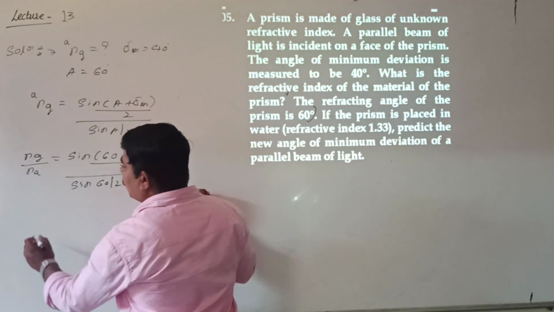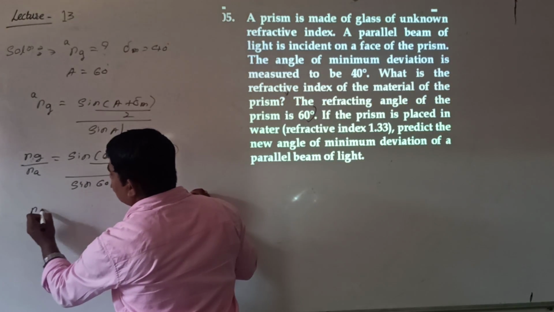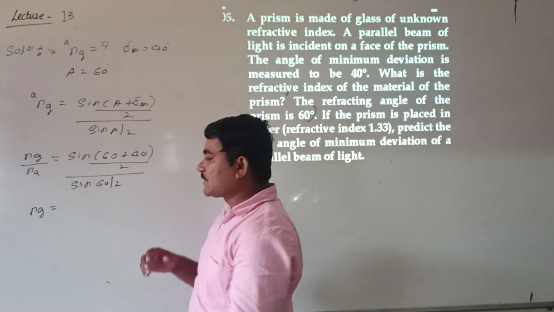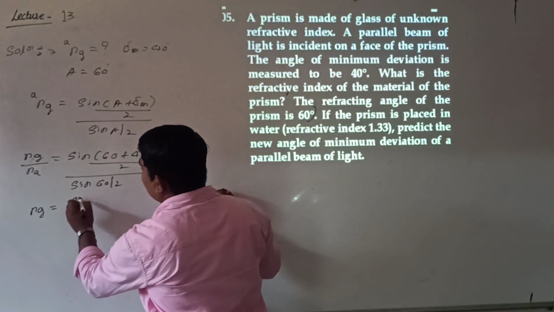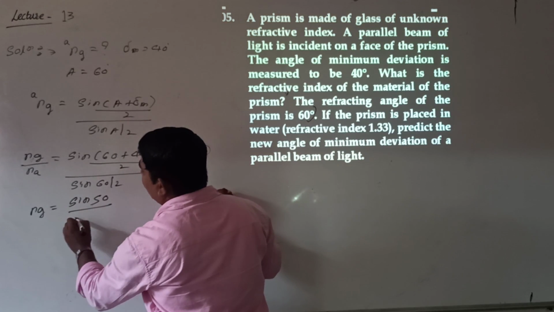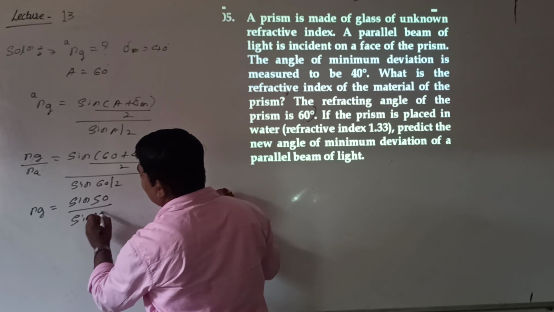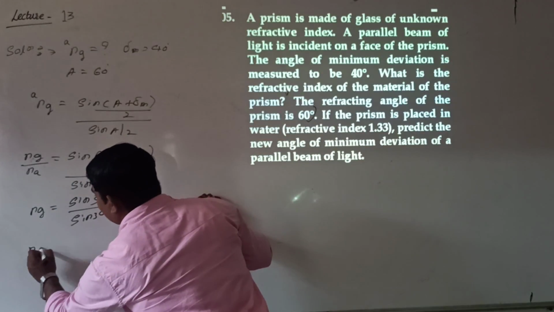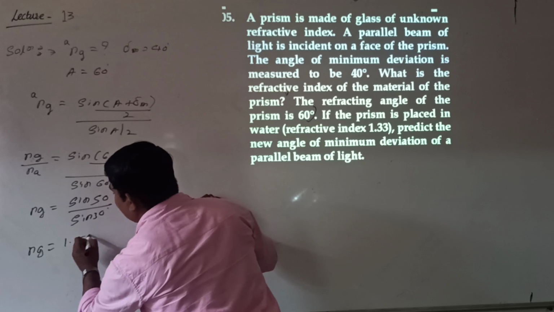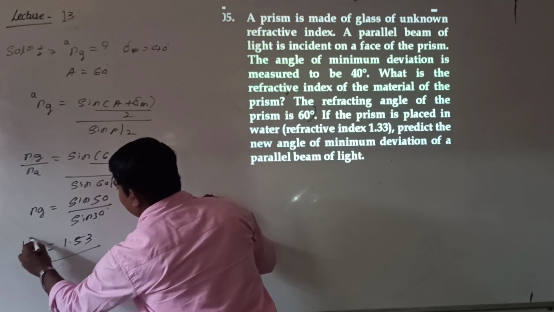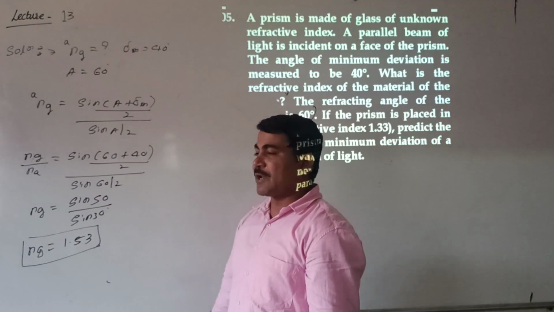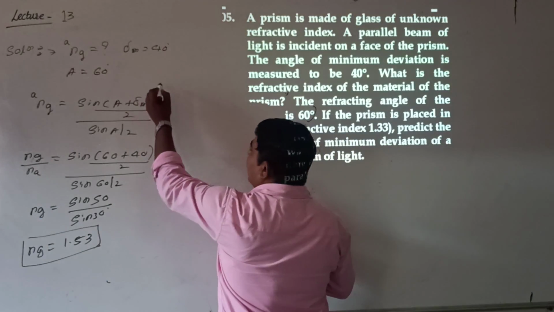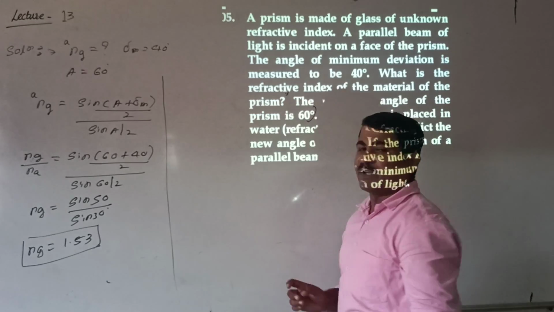The refractive index of glass I don't know, but for air it is 1. So n a is equal to 1. Then sine of (60 plus 40), that is sine 100 by 2, sine 50, whole divided by sine 30. Then what is the refractive index of the glass? Around 1.53. The refractive index of the glass is 1.5. This is half of the numerical. Then let us solve the rest half of the numerical.